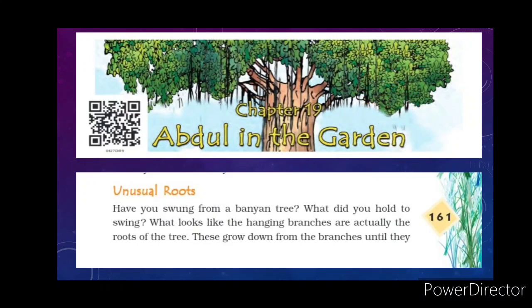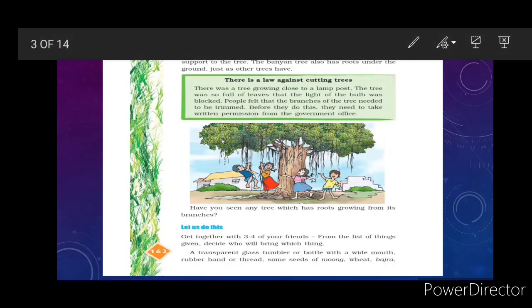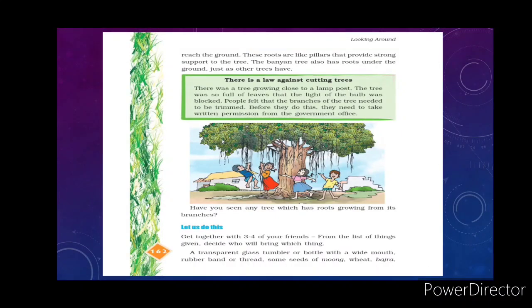This grows down from the branches until it reaches the ground. The roots are like the pillars. They provide strong support to the tree. The banyan tree also has roots under the ground just as other trees have. So this is a banyan tree. See, the children are swinging on the roots which are hanging. They are actually the roots. They ultimately come and touch the ground and they make the tree stronger.